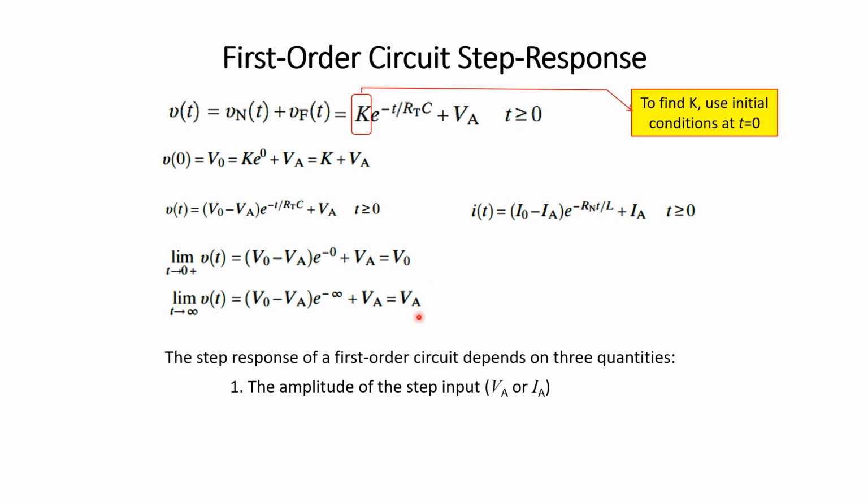The step response of the first order circuit depends on three quantities. This is the step response. It depends on the amplitude of the step function, VA. We are using VA. It depends on the circuit time constant.